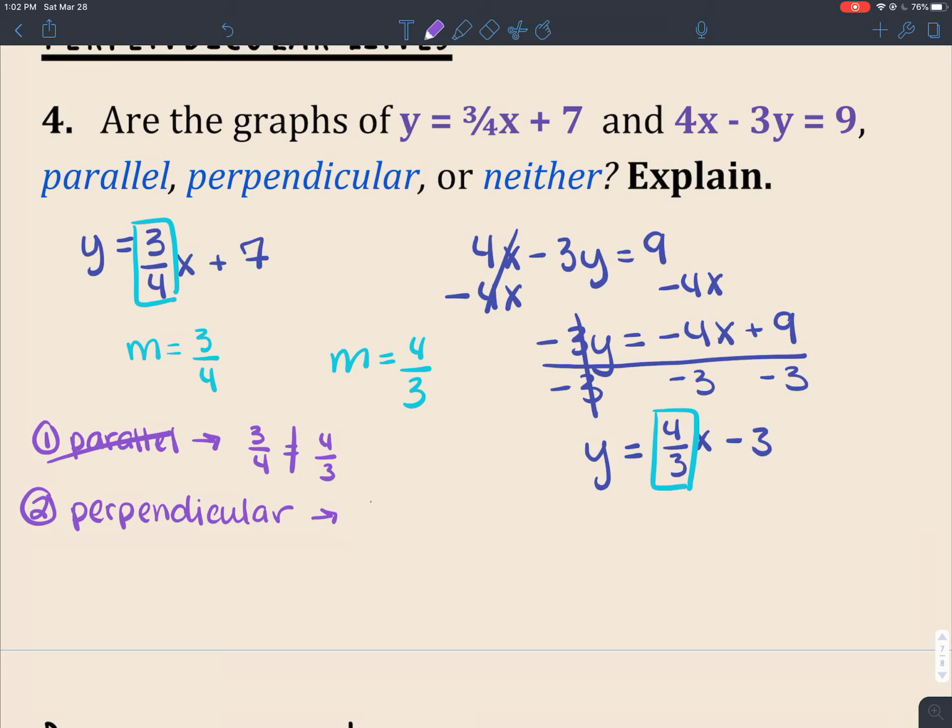So we want to multiply. If I do 3/4 times 4/3, we get 12 over 12, which is equal to 1. Since we did not get an answer of negative 1 when we multiplied the two slopes, they are not opposite reciprocals and therefore not perpendicular. So that means the only option we have left is the word neither. And this is our answer. They are not parallel and they are not perpendicular.